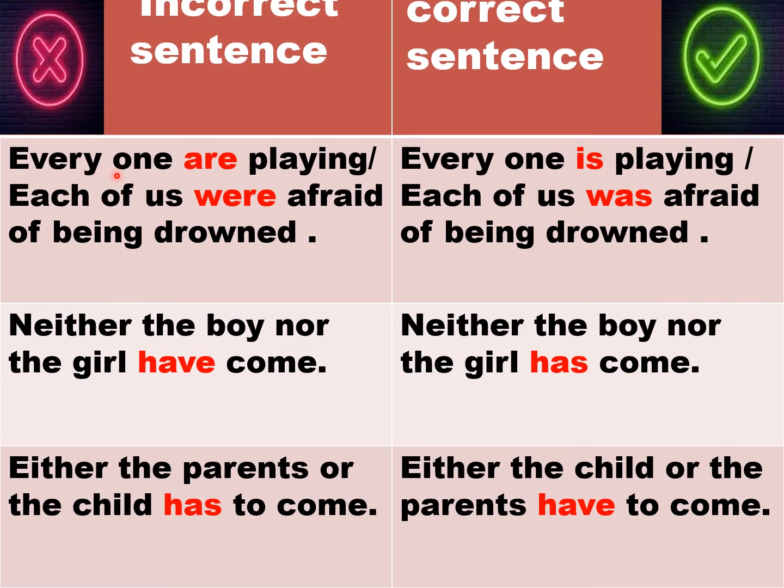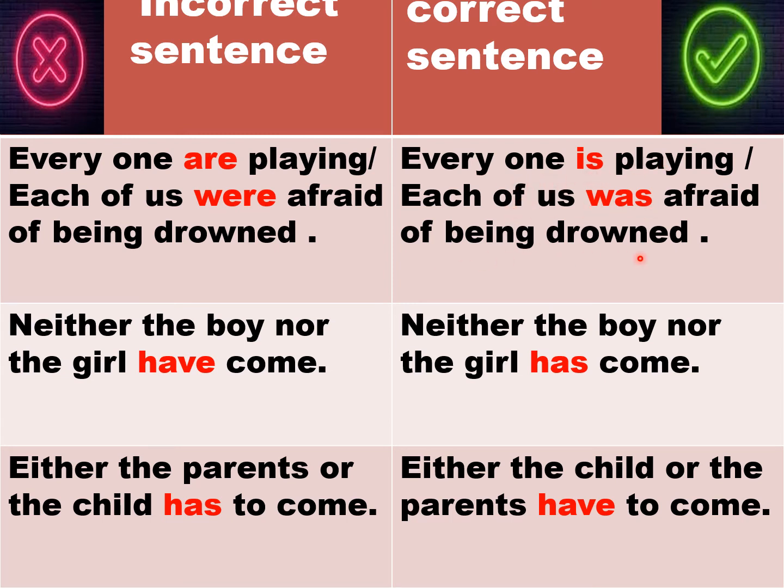Everyone are playing. Each of us were afraid of being drowned. If the singular subjects are preceded by every and each, then the verb must be singular. Here, one and us are preceded by every and each, so we must use a singular verb. Everyone is playing. Each of us was afraid of being drowned.